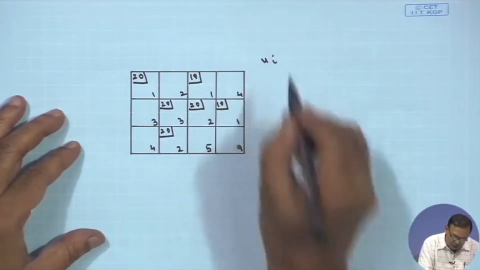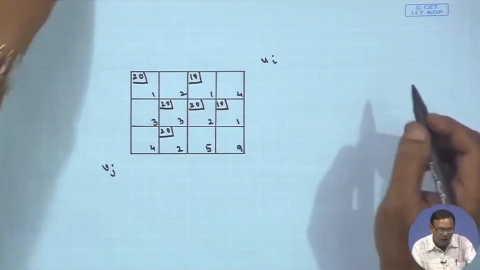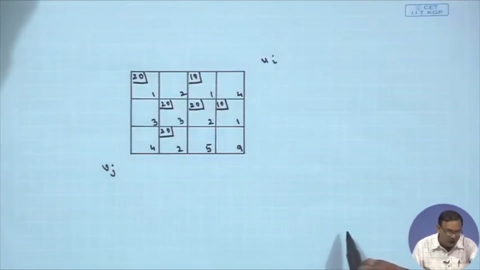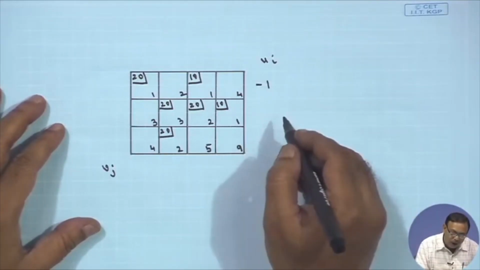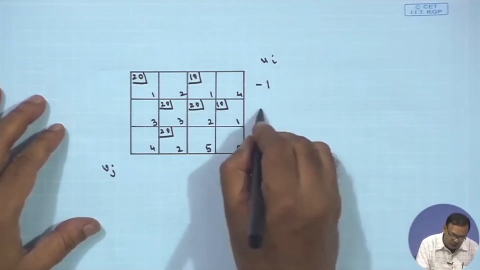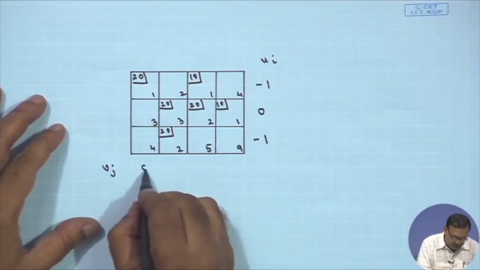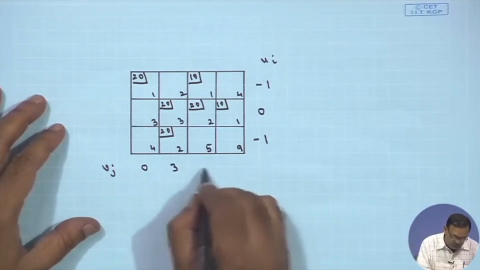Now, you write down the Ui values on this side and the Vj values on this side. You already know from here what U1, U2, U3 and V1, V2, V3 and V4 are, so you write those over here. U1 was minus 1, U2 is 0, U3 was minus 1, and Vj is 0, 3, 2, 1.